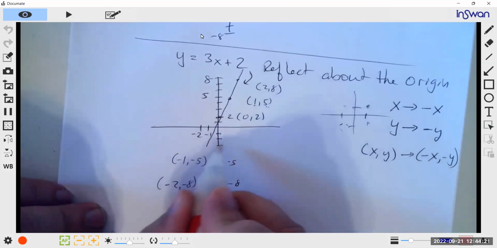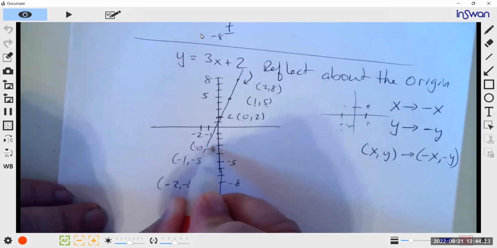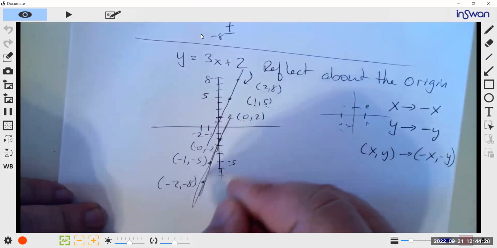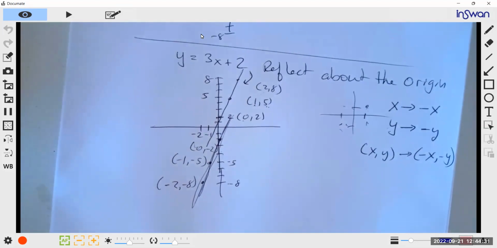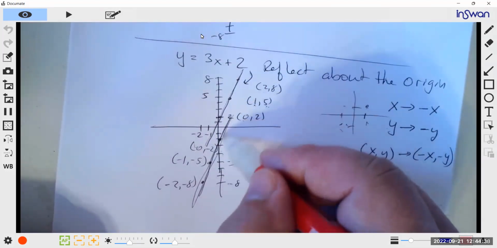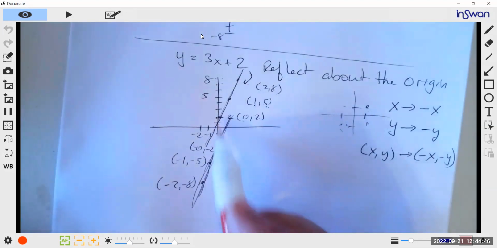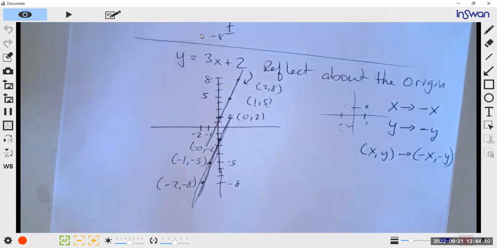And the last one is 0, negative 2. So there we have the reflection line. They're going to be parallel. And they both cross. One's at negative 2, one's at positive 2. All right, so that's how we look at reflections about the x-axis, y-axis, and origin.